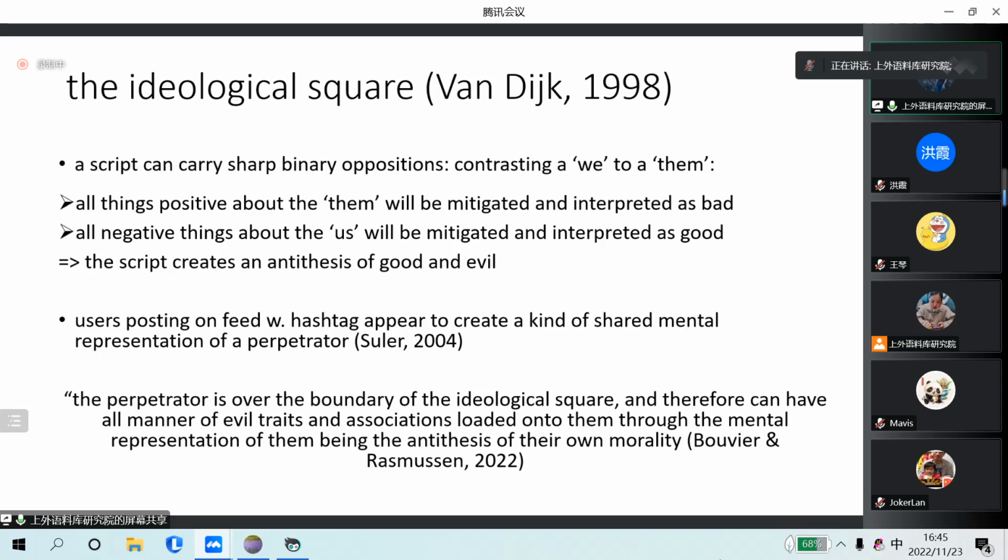So users posting on feeds with hashtags appear to create a kind of shared mental representation of a perpetrator, the bad person on the other side. The perpetrator is the boundary of the ideological square and can therefore have all manner of evil traits and associations loaded onto them through the mental representation of them being the antithesis of their own morality. So we get a we. This is basically what happens on these typical cancel culture feeds.